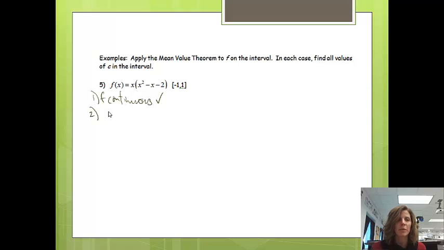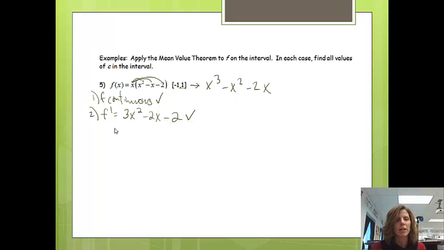The second thing is we want to make sure it's differentiable. Before I take the derivative, we could use the product rule, but I'm going to choose to just distribute the x to all three parts before I start. So I'm going to get x cubed minus x squared minus 2x. And if I take the derivative, I'll get 3x squared minus 2x minus 2. And from here, notice it is differentiable because there's no place where that derivative would be undefined.